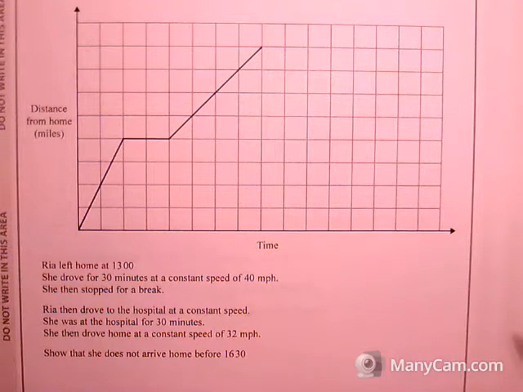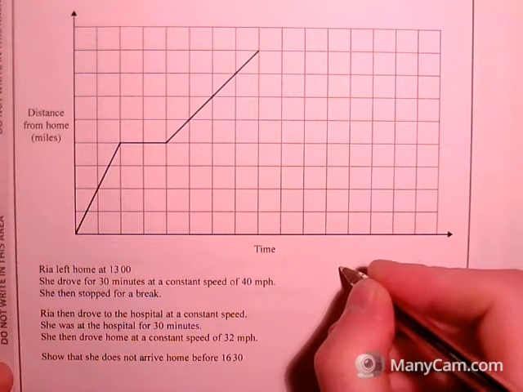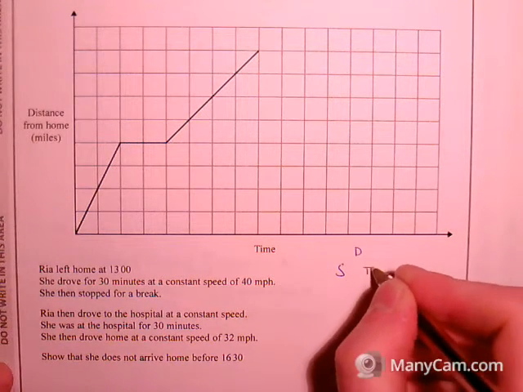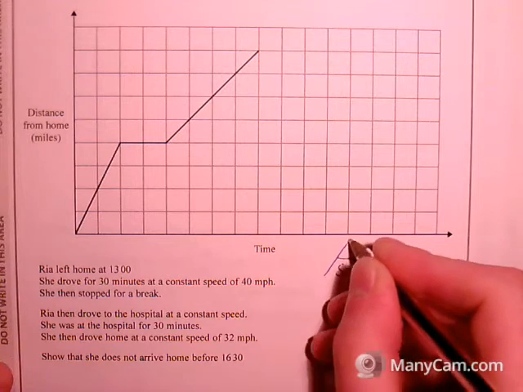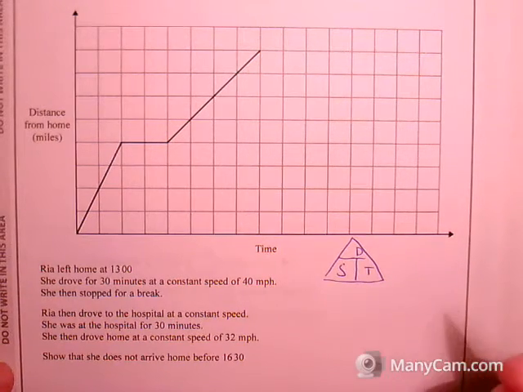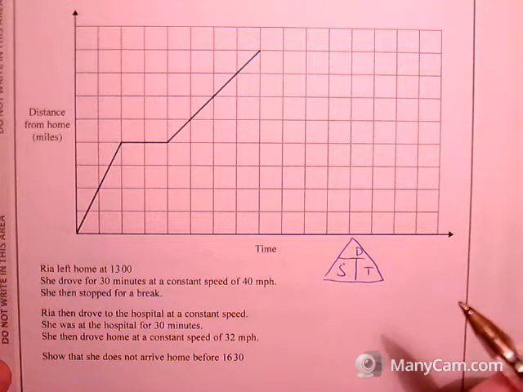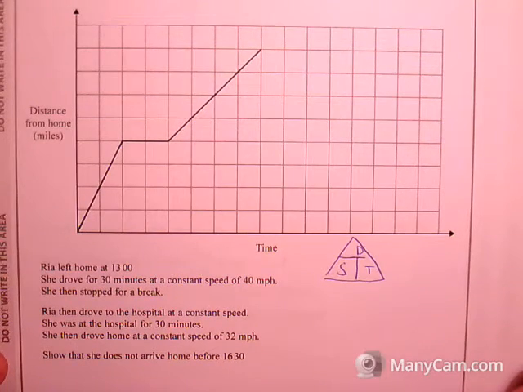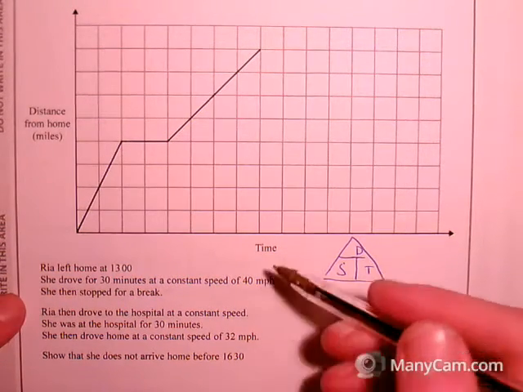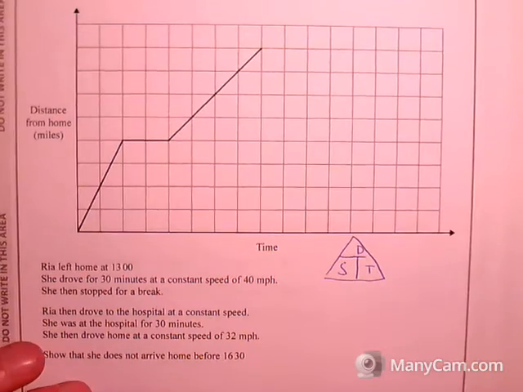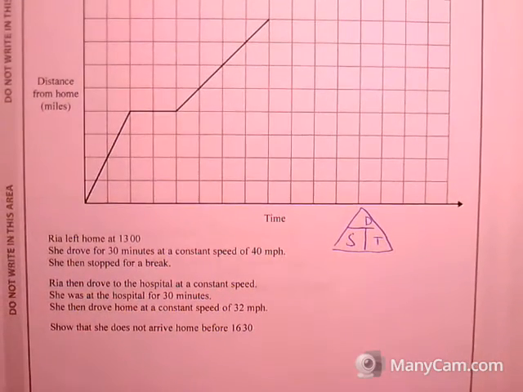Hello, question 6. So again, this is about speed, distance and time. So I'm going to write that formula in the corner over here. So it's the speed, distance, time triangle. And then we're looking at her delivering a parcel to the hospital and what her journey looks like. Again, a lot of information, but we'll decipher it and work out what it's asking.